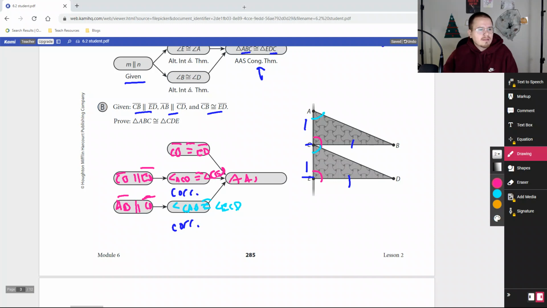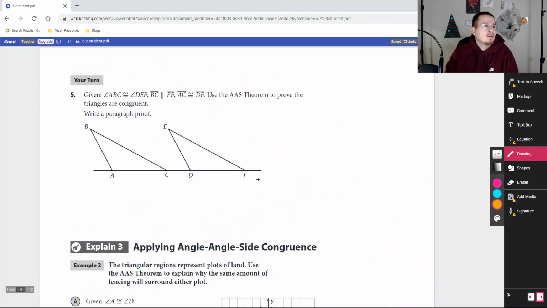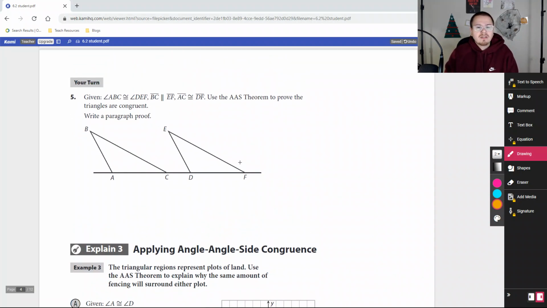So AAS, right? Congruency theorem. We have the angle, and the side. The angle, and the side. And their corresponding parts are congruent to each other, therefore the triangles are congruent. Bam. Your turn. I'm going to let you rock with that. Make sure you're using the parallels. I can tell you that this will be congruent.